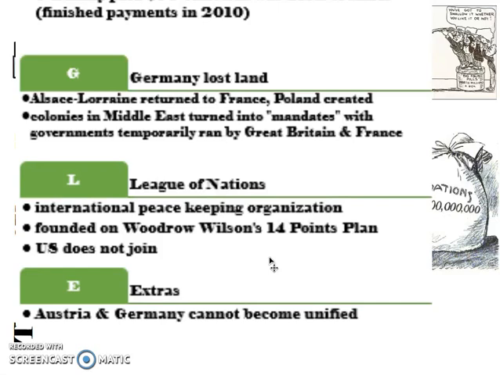And then the E is the extras. So you've got that Austria and Germany can never become unified, which is key because we're trying to keep the Central Powers from becoming again another massive country. I mean, we took land away from both the Austro-Hungarian and the German empires, tried to limit their militaries, made them pay reparations, right? It's all an attempt to keep them suppressed.